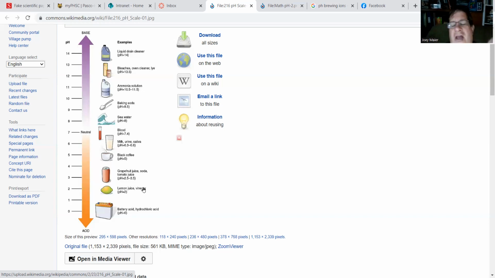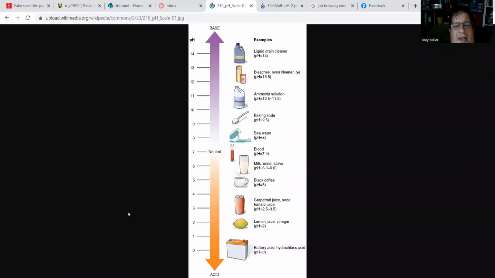So let's use numbers. I mean, those are things you understood. pH of 7, neutral. Coffee of pH 5, that's more acidic than the 7. Soda, pH of 3.5, below the 5, that's going to be more acidic than the coffee. Lemon juice, vinegar at pH of 2, will be more acidic than the soda. Battery acid, hydrochloric acid at pH of 0, super acidic. That's like stomach acid stuff.